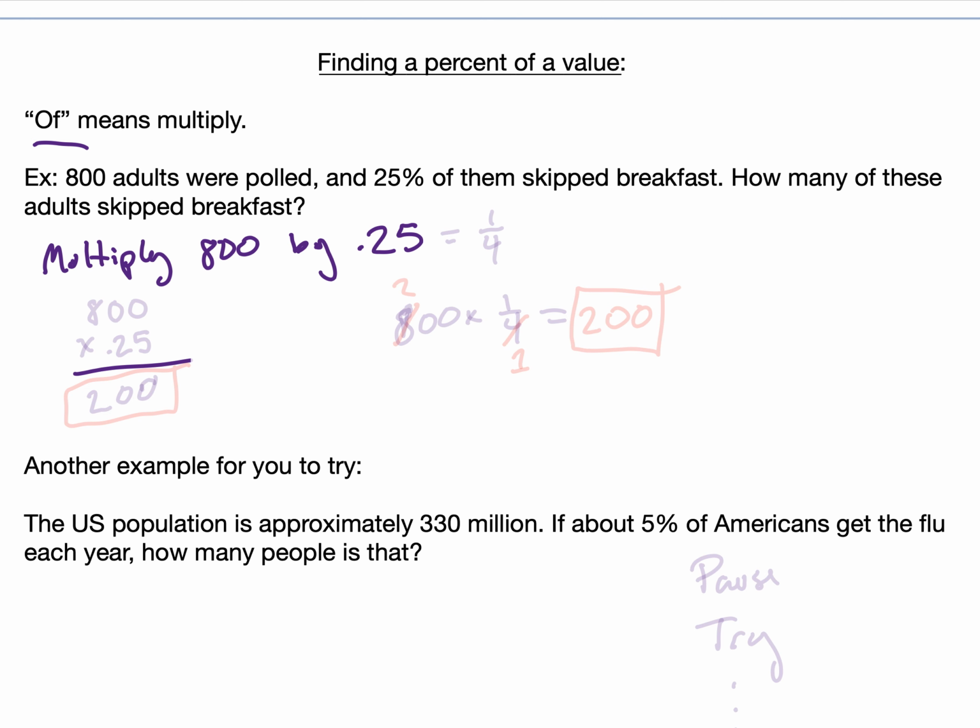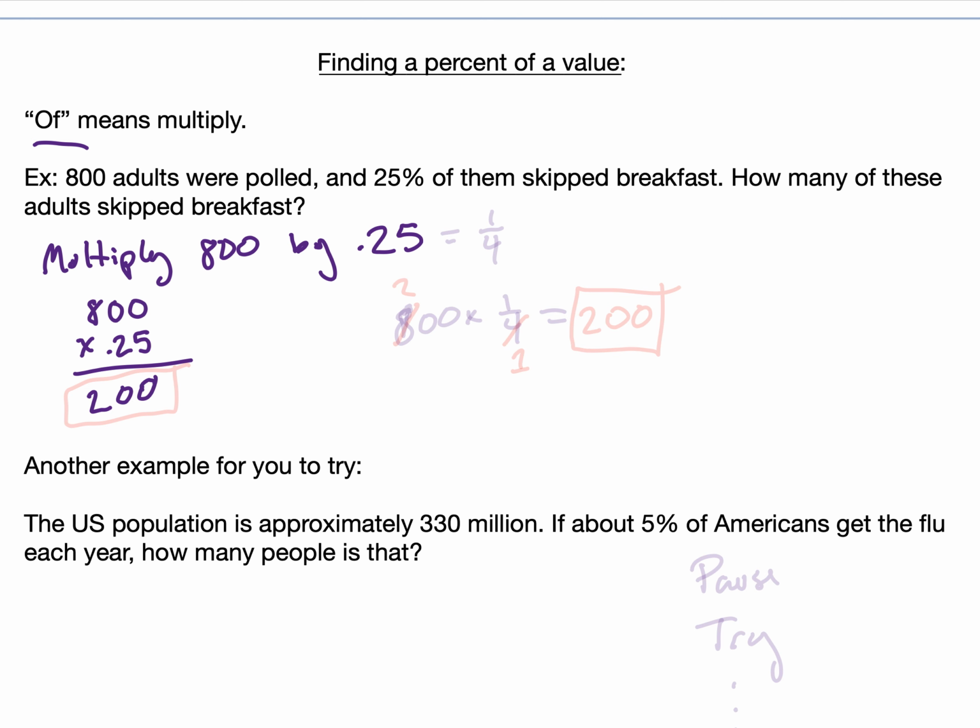So multiplying 800 by 0.25, you could do that in at least 2 different ways. We could say 800 times 0.25, either by hand or in a calculator. And in either case, you would end up with 200.